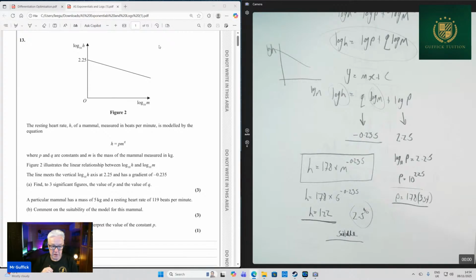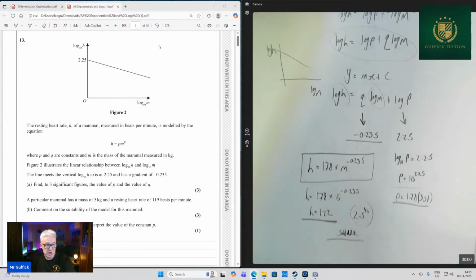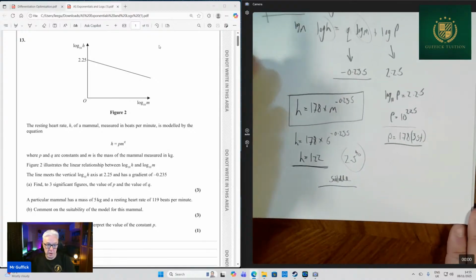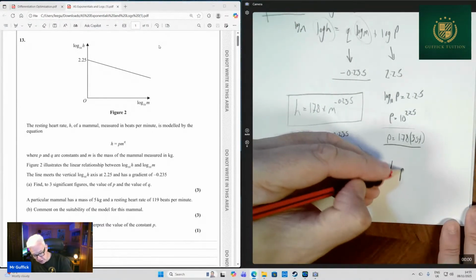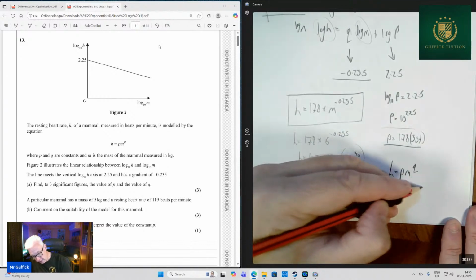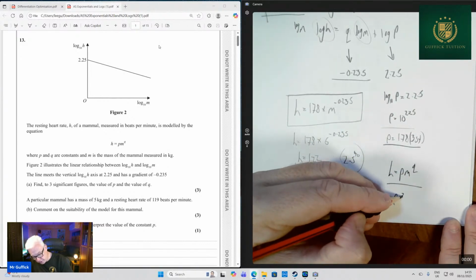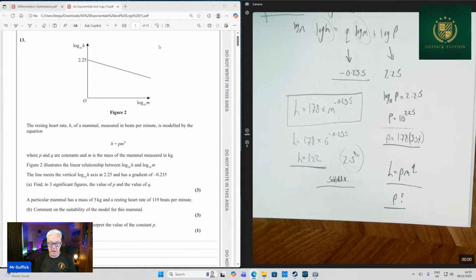Now, this is the next bit that people don't get. It says, with reference to the model, interpret the value of the constant P. Okay. In my experience, like when I'm teaching this, most people do not know this unless they've seen a question of this type before. So the model is H equals P M to the Q. And the question's asking us, what on earth is the significance of P?